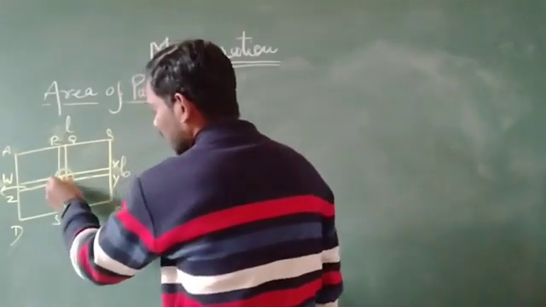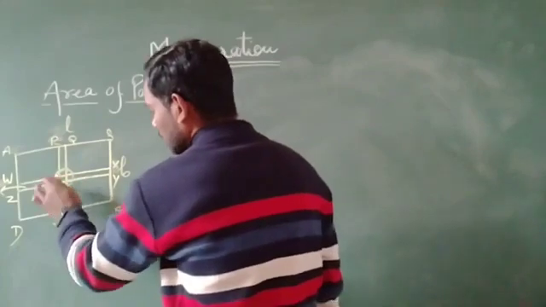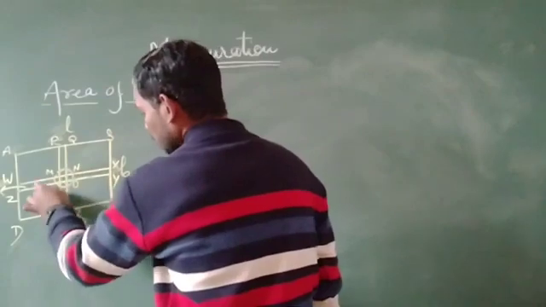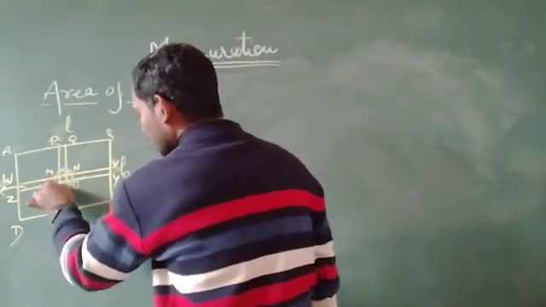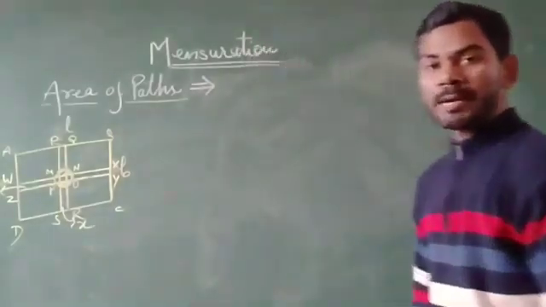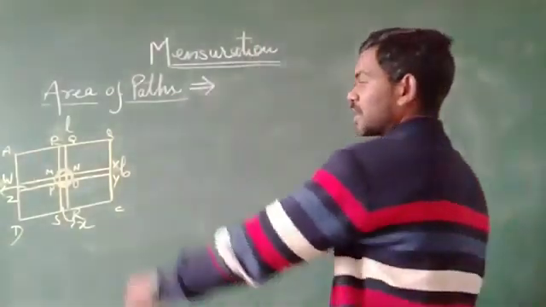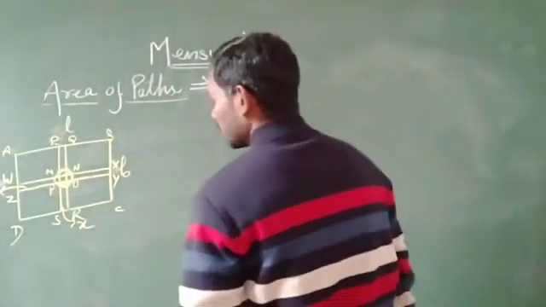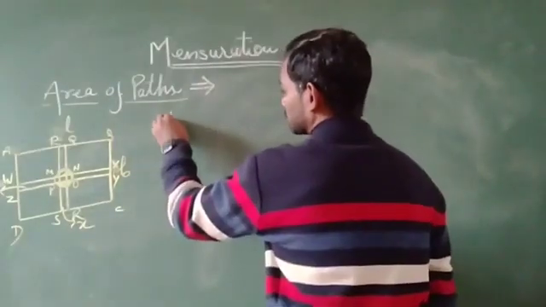Suppose this is the area MNOP. This is the common area which you can see as a square. So we have to subtract this common area from the area of these two figures.